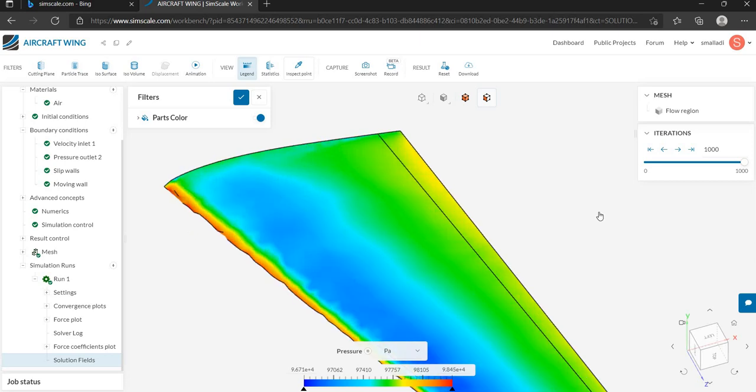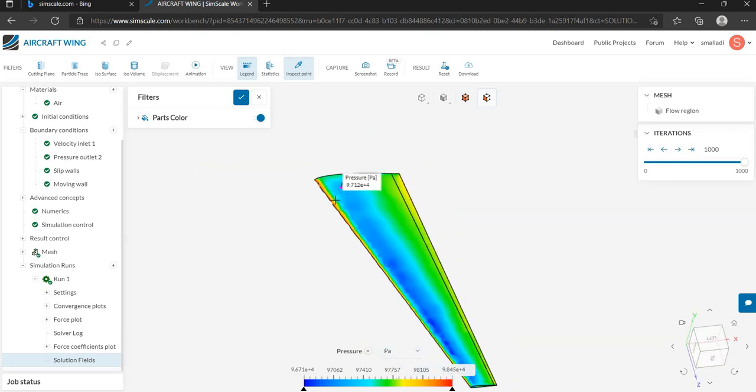As we know from Bernoulli's principle, the pressure on the upper surface of the wing is less compared to the lower surface of the wing. Let's inspect the value of pressure at the upper surface of the wing. So at this point, the pressure is 9.713e4 Pascal. Here it's 9.723e4 Pascal. In this way, you can see what the pressure is at each point on the upper surface of the wing.